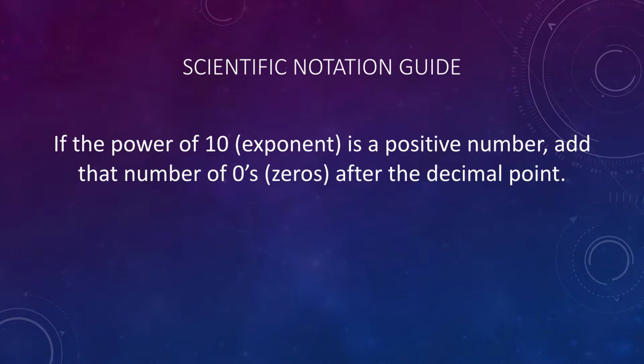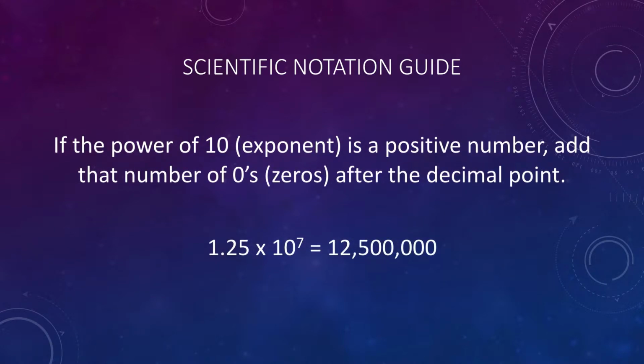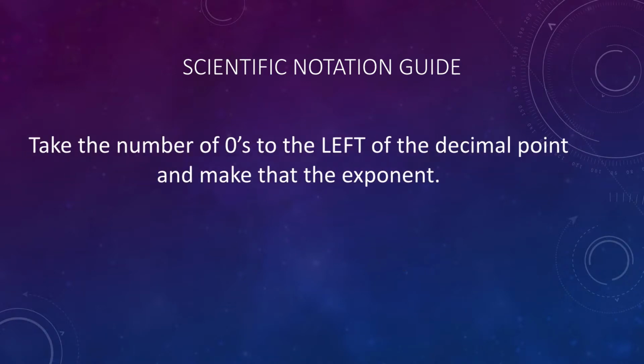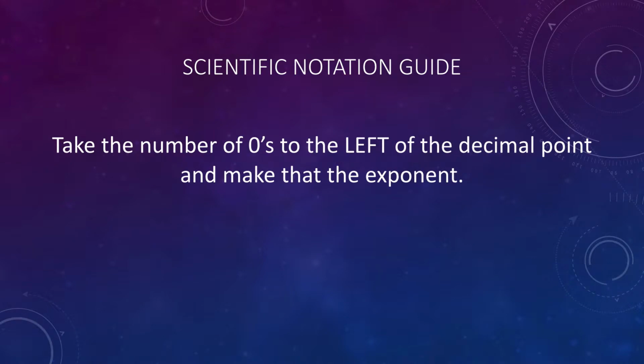If the power of 10, or the exponent, is a positive number, add that number of zeros after the decimal point. Examples: 8 times 10 to the fourth equals 80,000. There's 4 zeros after the 8. 1.25 times 10 to the seventh. You need to add 7 zeros after the decimal point. Since there are 2 numbers after the decimal point, we only have to add 5 more zeros, so we get 12,500,000.